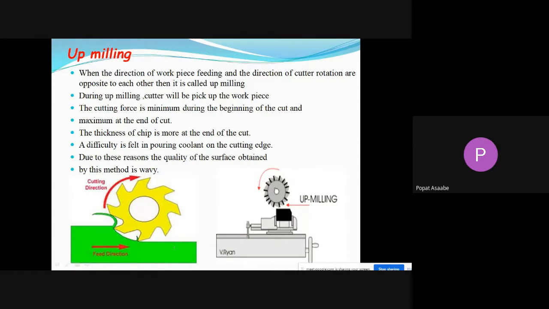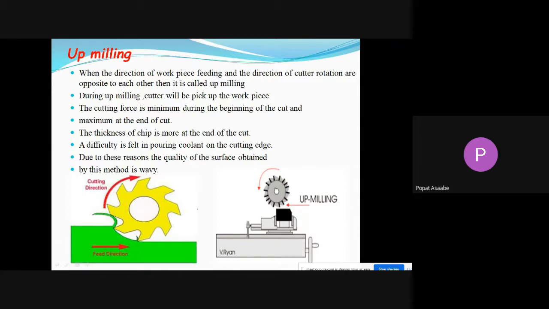During up milling, what will happen? The milling cutter we are using will create an upward force on the workpiece, and because of that upward force created by the cutter, there may be chances of lifting the workpiece. You have to remember this. So in up milling we require good clamping of the workpiece, because there may be chances of lifting it.